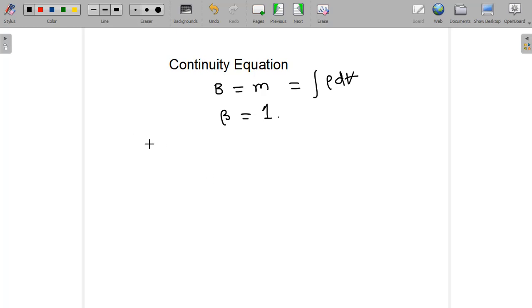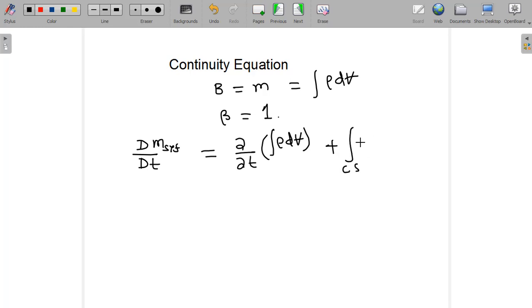If we use this Reynolds transport theorem, on the left hand side it was the material derivative of the mass at the system level. This is basically B, and it is equal to del/del t of beta, which is 1, into rho dV, and integration of that quantity, okay, plus the surface integral of beta, which is 1, into rho into V dot n-hat dA.